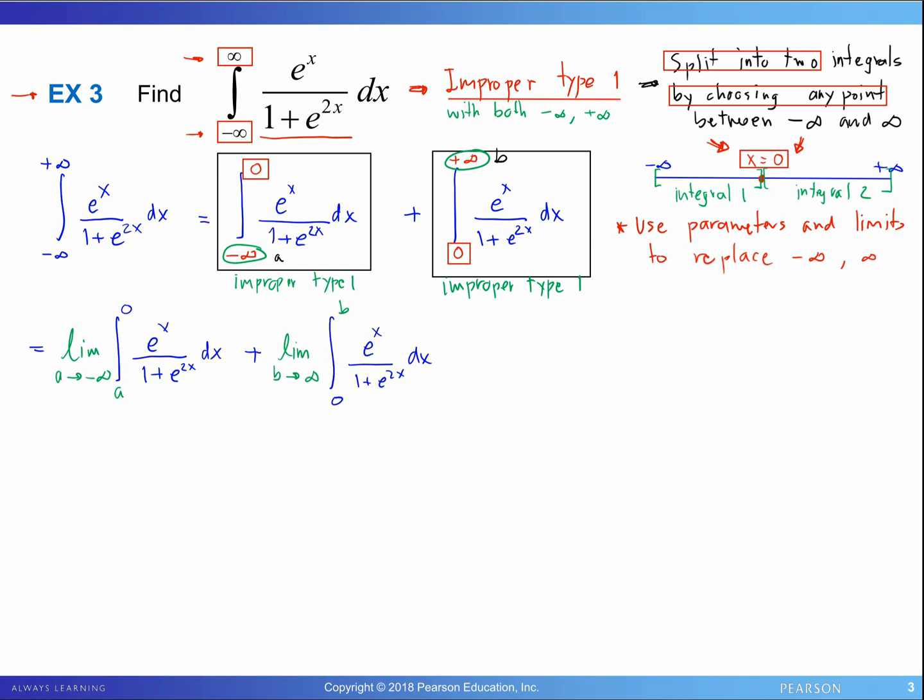And now we evaluate these two integrals, this one and this one. So we need to find the antiderivative of this function. Let's do that on the right hand side. For this one, I'm going to use substitution.